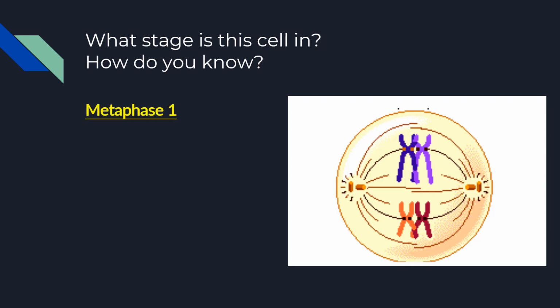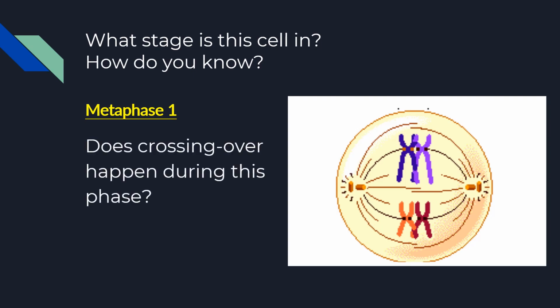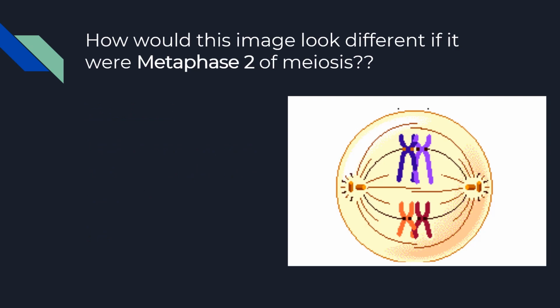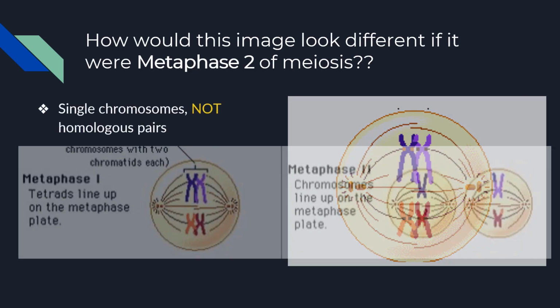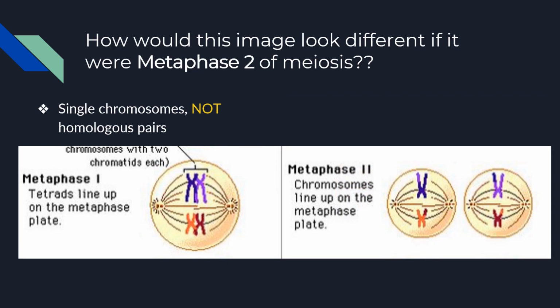And now here's something that sometimes students get confused on. Does crossing over occur during this phase? And the answer is no, right? Meiosis has crossing over, but only during prophase 1 of meiosis. So how would this image look differently if it were in metaphase 2 of meiosis? Basically, we would see single chromosomes as opposed to homologous pairs of chromosomes, right? So here we have our homologous pairs still. They're still together, so we know that this must be metaphase 1.